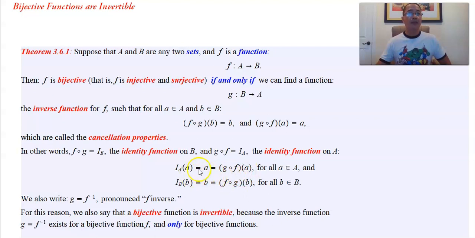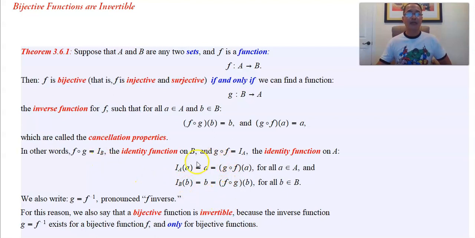So that's why we say that G composed F is the identity on A. Similarly for B, if you input B into the identity function for B, you will get the same element B. And if you input B into the composition F composed G, you will again output B. So F composed G is the same as the identity function I sub B.